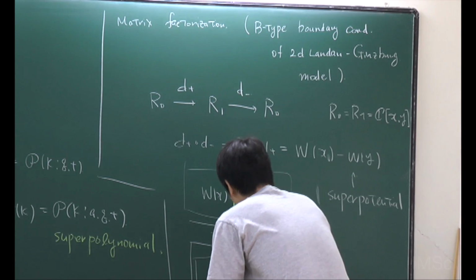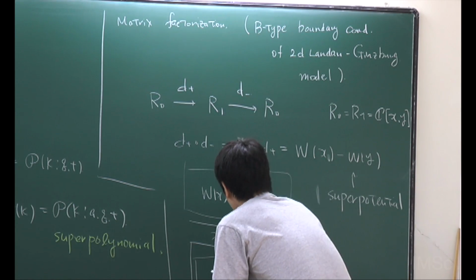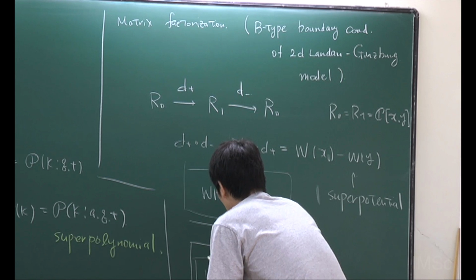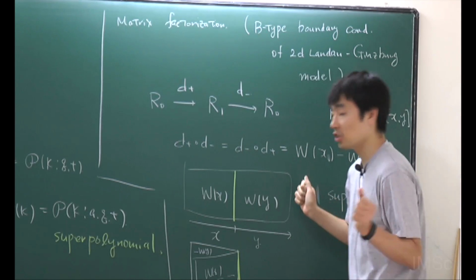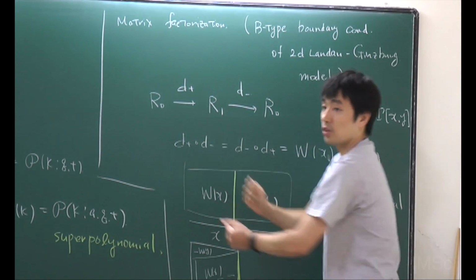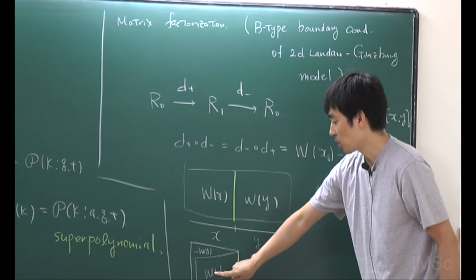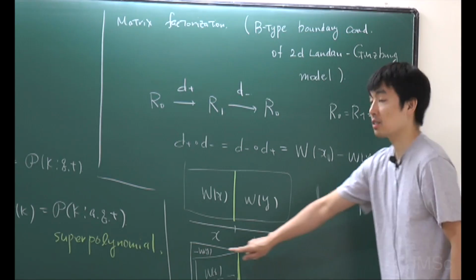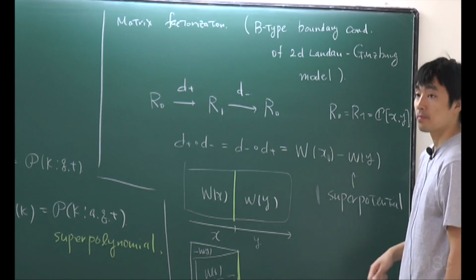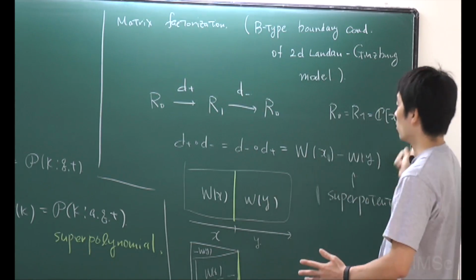And this is a boundary condition here, and the superpotential is described by W of X and minus W of Y. Okay? So you can just fold this one into here, and then you get the standard boundary condition, whose potential is given by W of X minus W of Y. But as a mathematician, you are just given this rule.